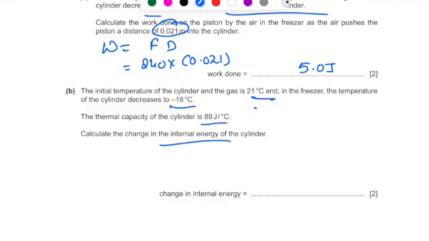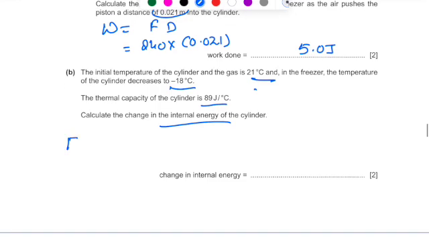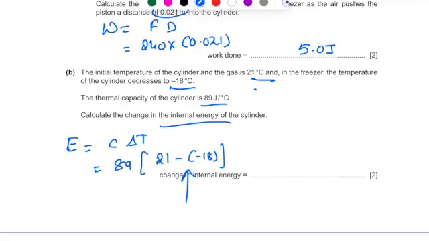The initial temperature was 21 and the final decreases to minus 18, and the thermal capacity is given. Change in the internal energy. So the formula is E equals C delta T. C is 89. Delta T is change in the temperature, final minus initial. So minus of minus 18, in kelvin. So 89 times 39, which becomes 3471. But you should always write in three significant figures. And don't forget to write the units, 3500 joules.